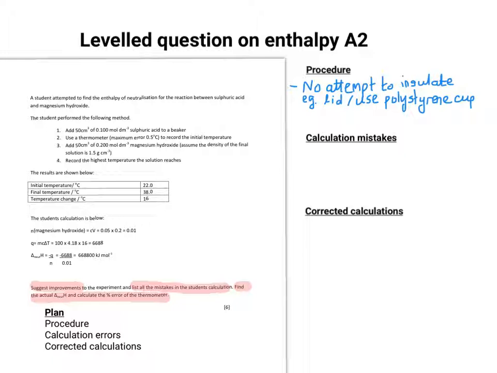So looking at the first mistake, obviously they haven't talked at all about how they insulated it or prevented heat loss. So mentioning that is important. And looking at where they've recorded their temperature change, it's only recorded as 16, should be 16.0, because all the other recordings are 1 decimal place.